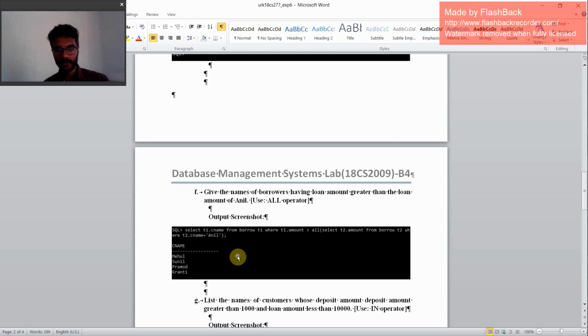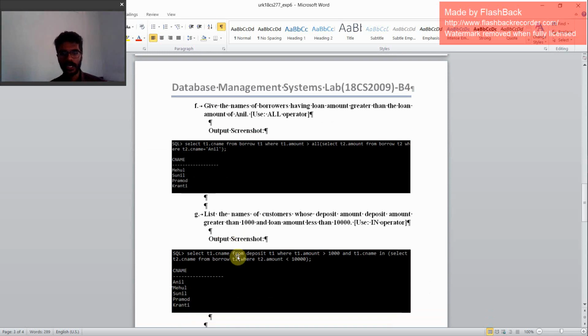Now give the names of borrowers having loan amount greater than the loan amount of Anil. You take T1.C name from borrower T1 where T1.amount is greater than all, using the ALL operator, select T2.amount from borrower T2 where T2.C name is equal to Anil. The C names are Mehul, Sunil, Pramod and Kranti. These are the borrowers whose loans are greater than Anil's.